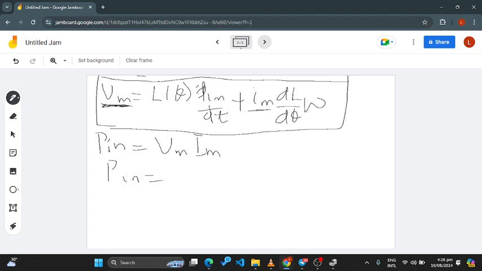So then my input power should be equal to Vm, which I already know over here, times Im. And that's going to give me L of θ times Im dIm/dt plus Im squared dL/dθ ω.